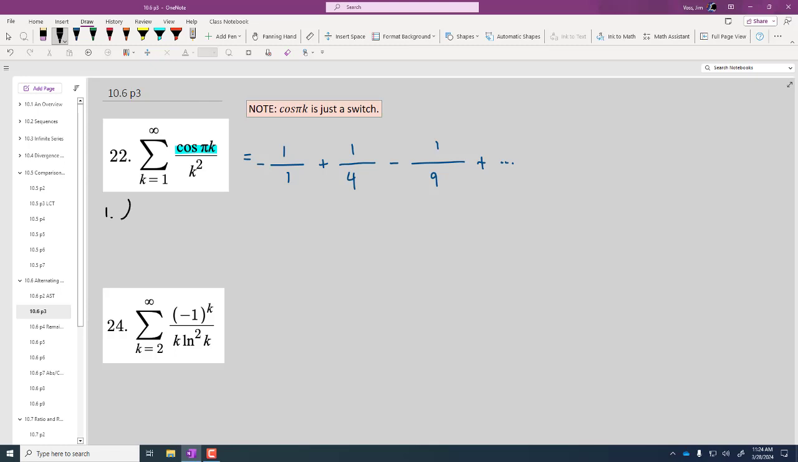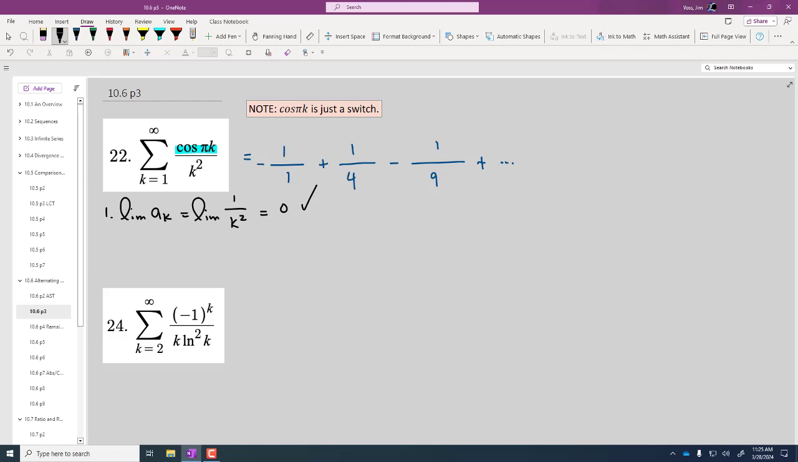First, let's take the limit of a sub k as k goes to infinity. Well, a sub k has nothing to do with the switch. A sub k is just this part. Take out the switch for a sub k. So that limit is 0, so step 1 checks.